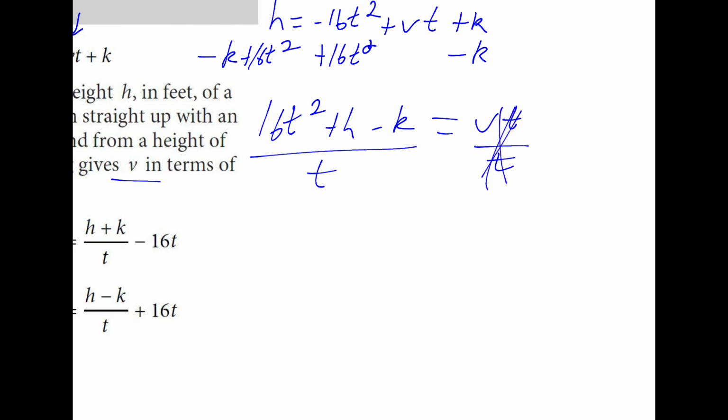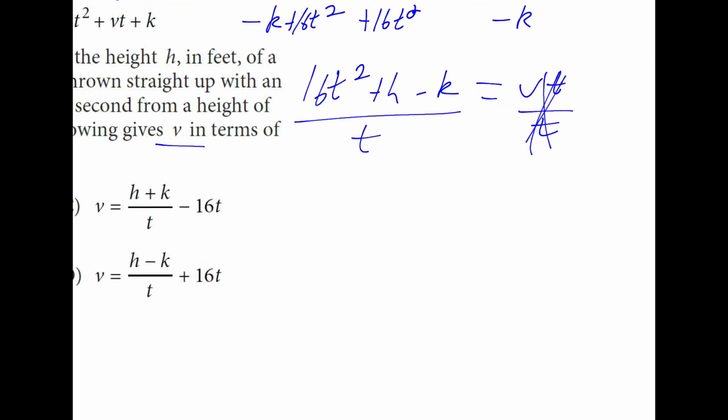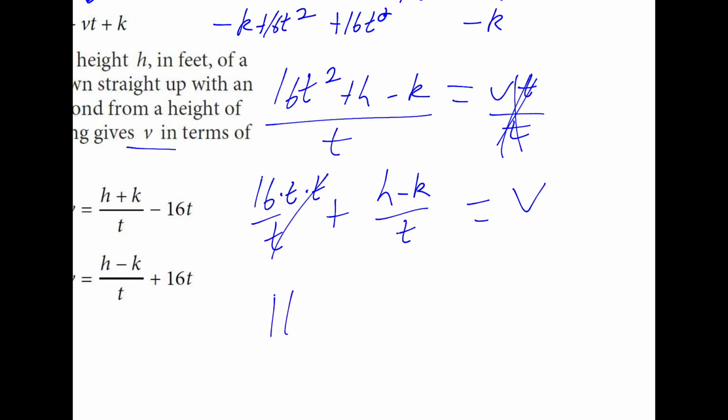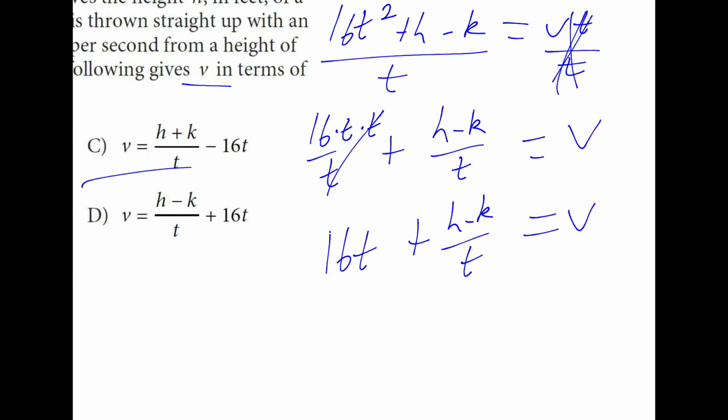So if you were to look, this is not one of the answers, and that's because they split this into 16t squared over t plus h minus k over t, which you can do with fractions. And on the left, this is like 16t squared is 16 times t, which one of the t's goes away. So we have 16t plus h minus k over t is equal to v, which gives us the answer of D.